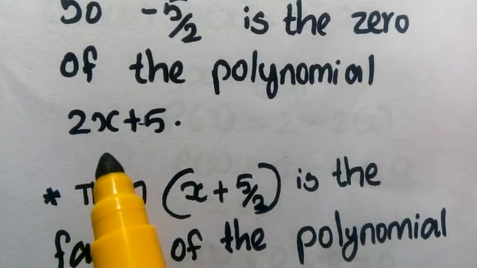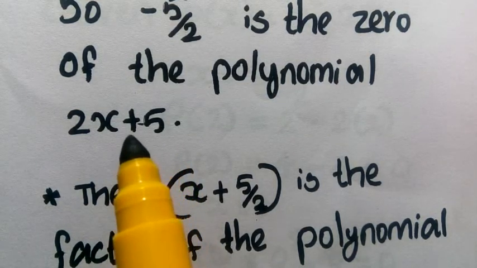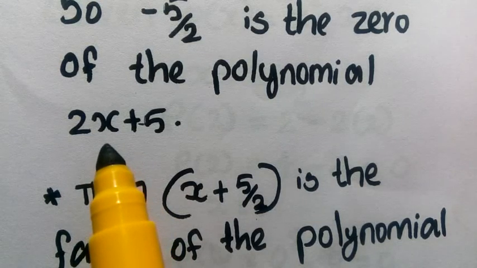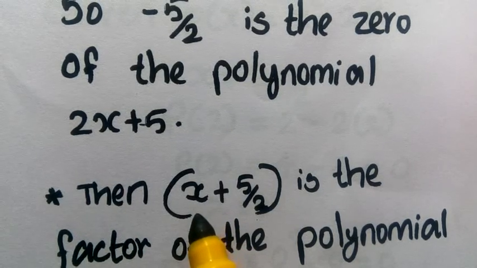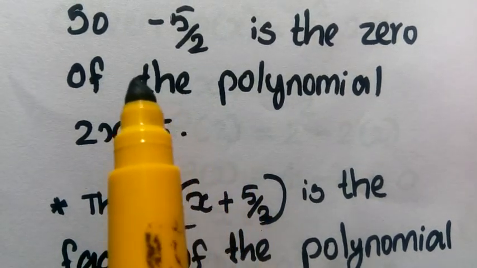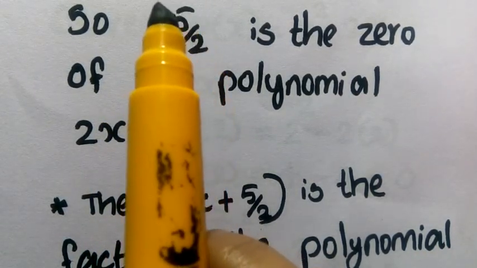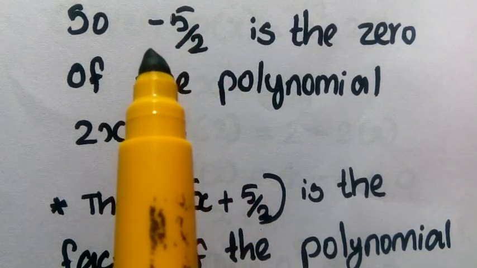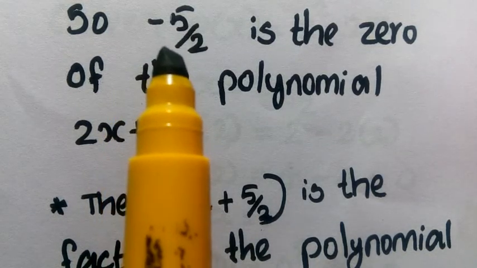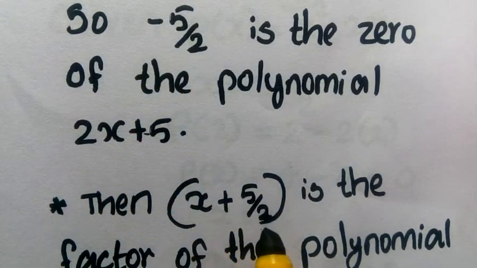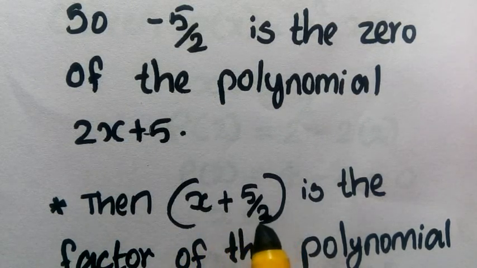So we have the polynomial 2x plus 5. For writing the factor, first you need to write the variable available in the polynomial. Here the variable is x. So you need to write x first. Then 0. Here the 0 of the polynomial 2x plus 5 is minus 5 by 2. It is a negative rational number. So when writing the factor, you need to write the opposite sign of the 0. That is, you need to write plus 5 by 2. So together the factor is x plus 5 by 2.